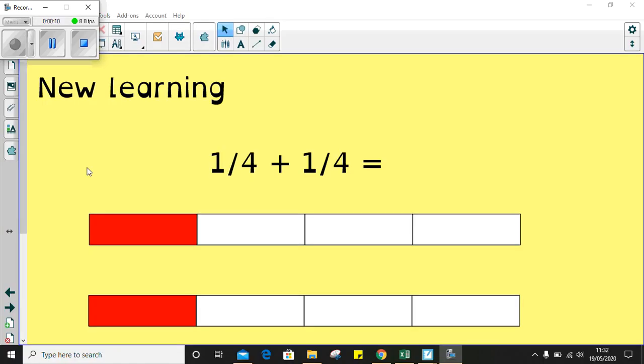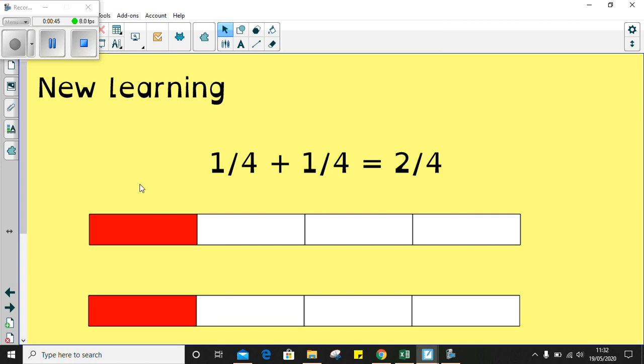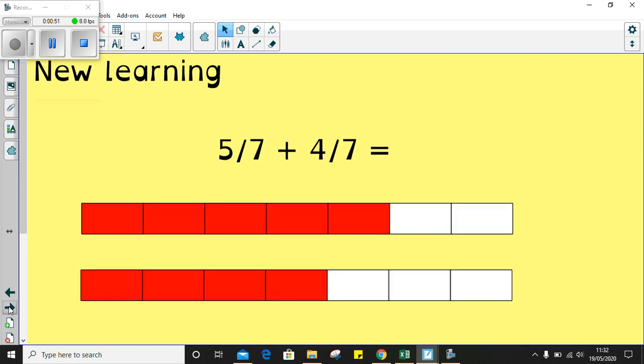So guys, adding and subtracting fractions is something we've looked at before. Note it says new learning in the corner, but we have done this before. So we're going to have a look at 1/4 add on 1/4. Looking at this diagram down here, we can see that this bar model represents 1/4 and this bar model represents 1/4. If we add that 1/4 and that 1/4 together, our denominator stays the same, but our numerator changes. So if we've got one piece adding on another piece, we now have 2/4. So when we're adding on a fraction, your denominator always stays the same, and it's just your numerator that changes.